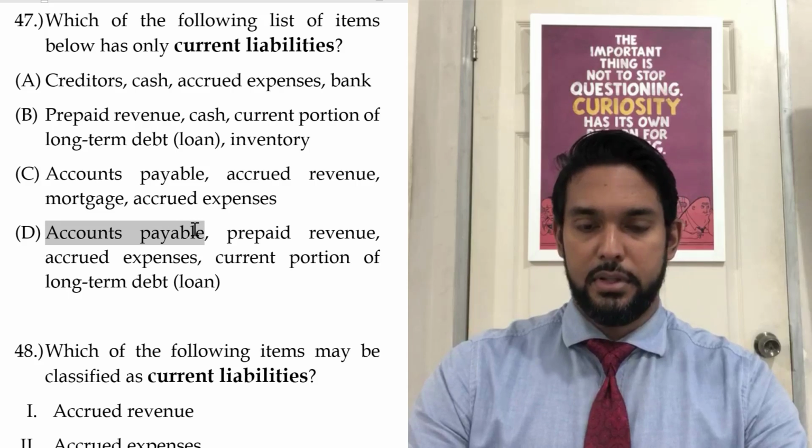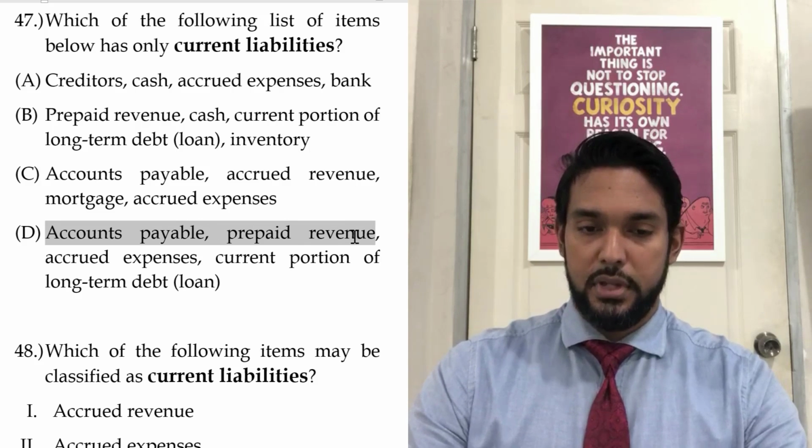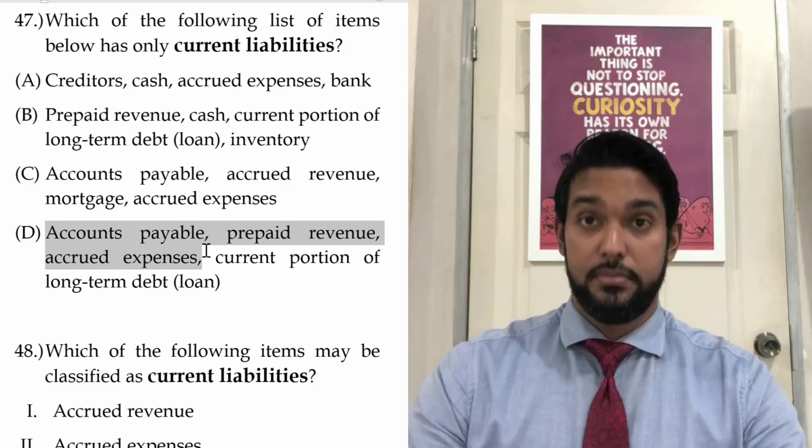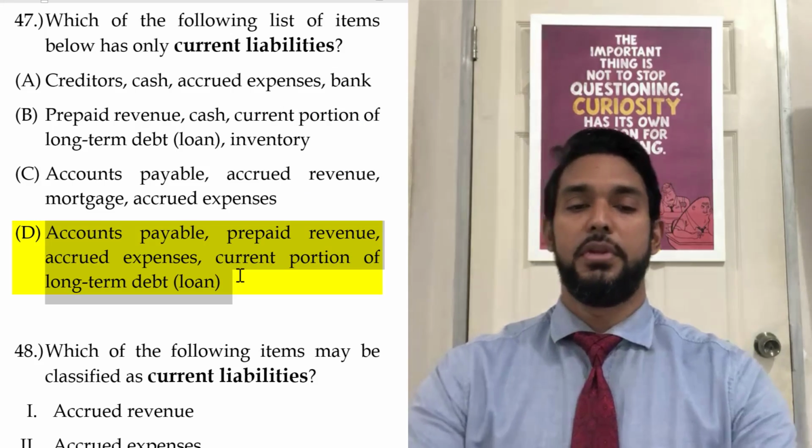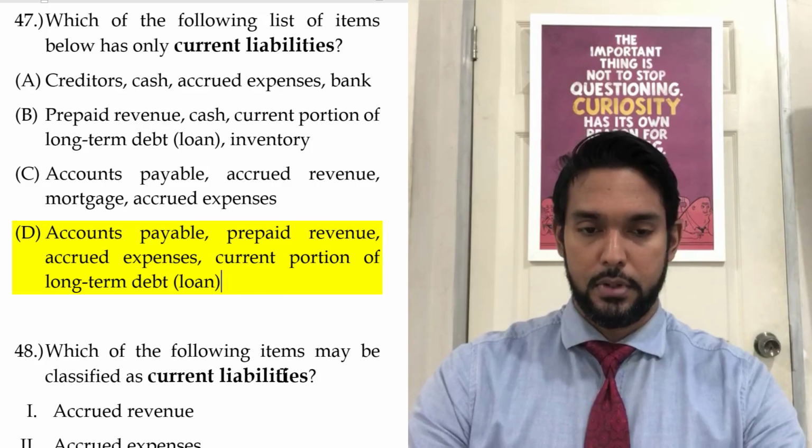D, accounts payable, yes. Prepaid revenue, yes. Accrued expenses, yeah. And current portion of long-term debt or loan? Yes. So option D is the correct option here.